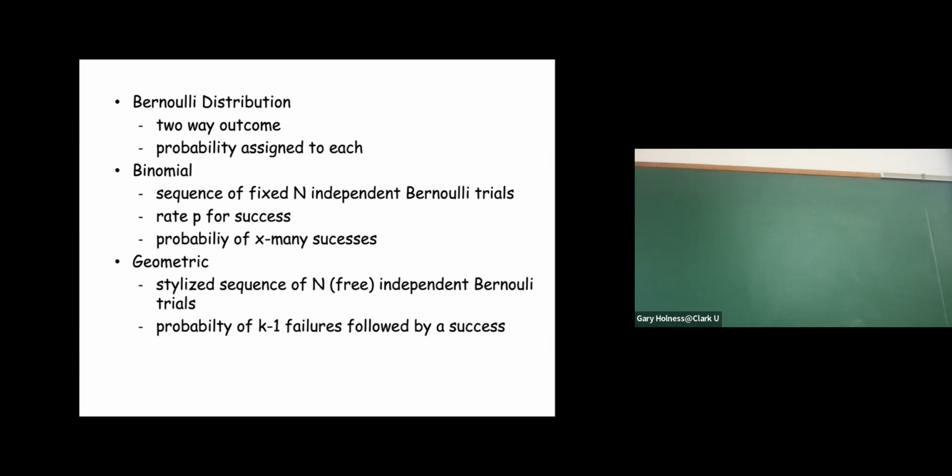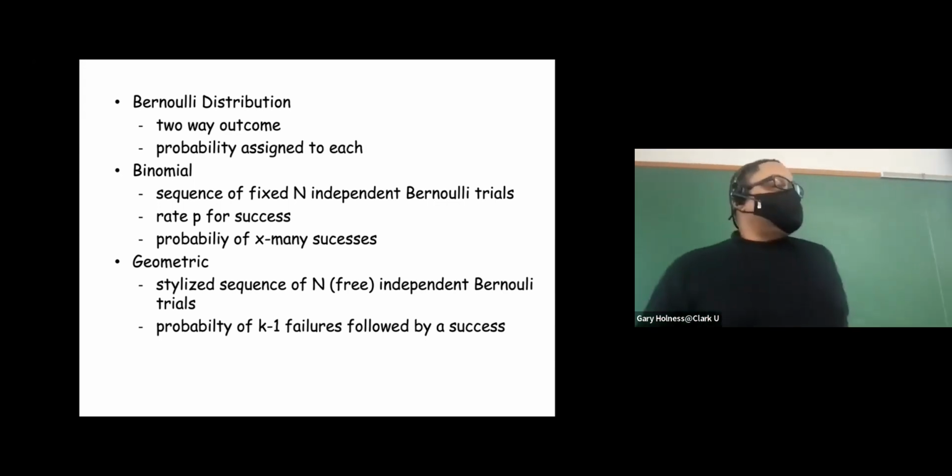So again, we have independent Bernoulli trials, but the schema is different. It's not arbitrary interleaving of these two-way outcomes. It has the failure outcome ending in a single success outcome. So any system that you can model in this fashion is well described or modeled by the so-called geometric distribution. All right. Any questions? No?